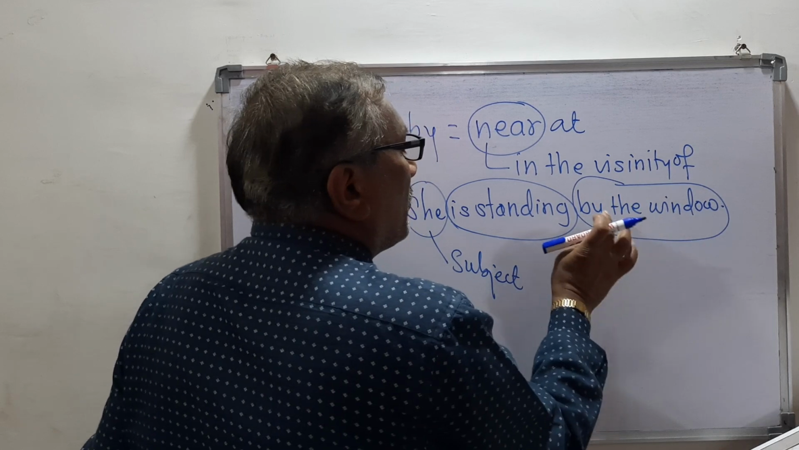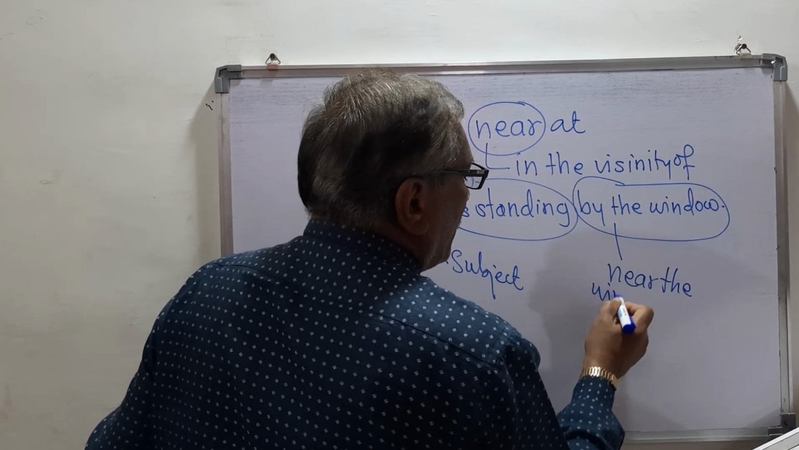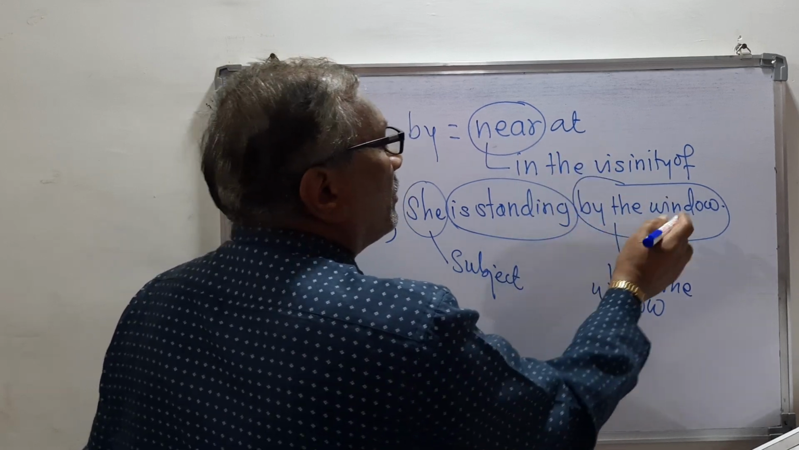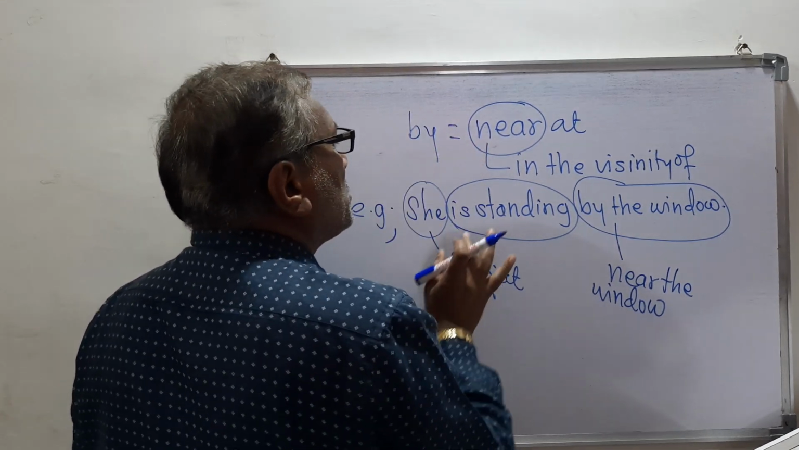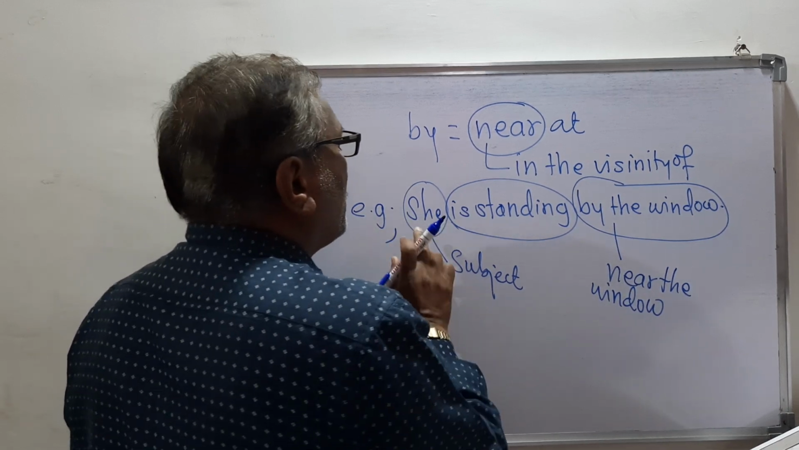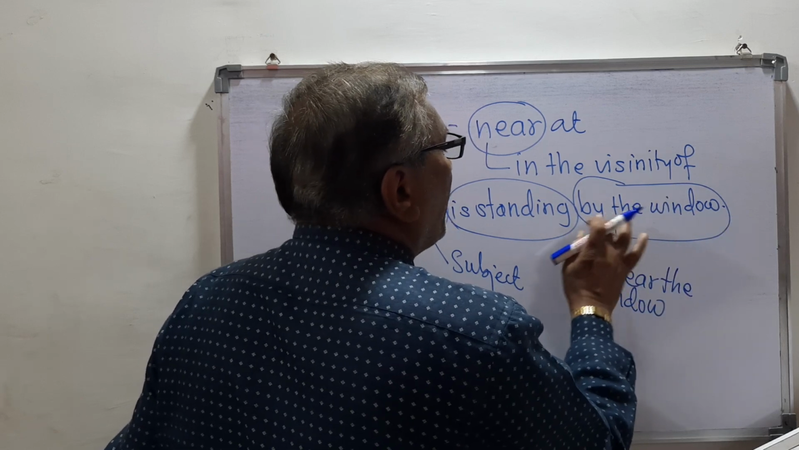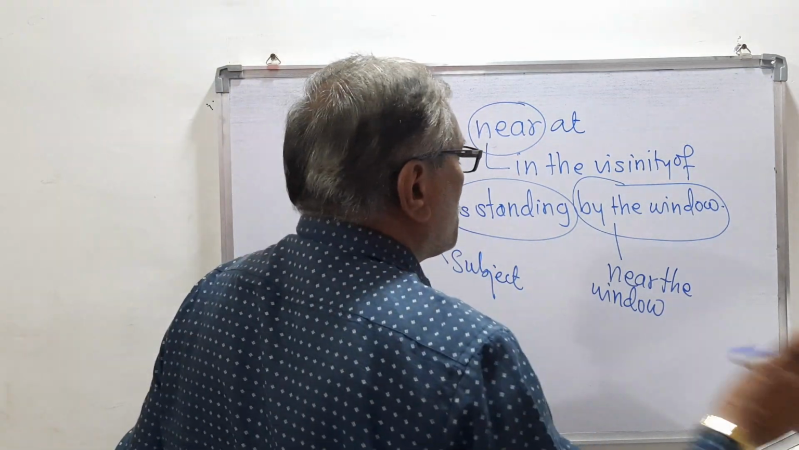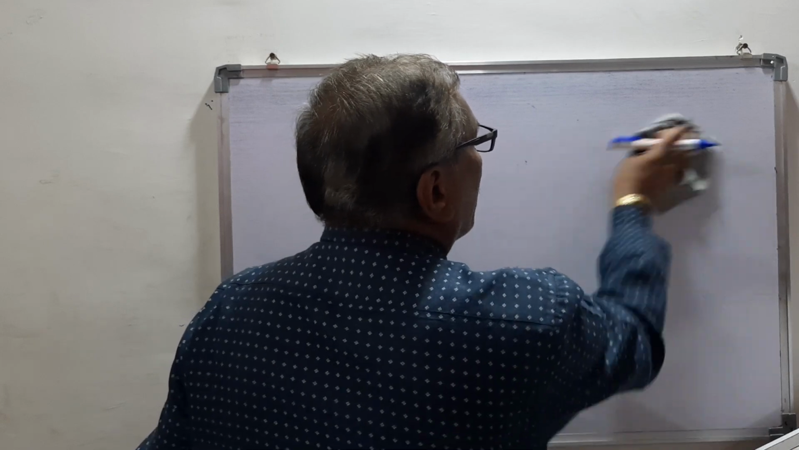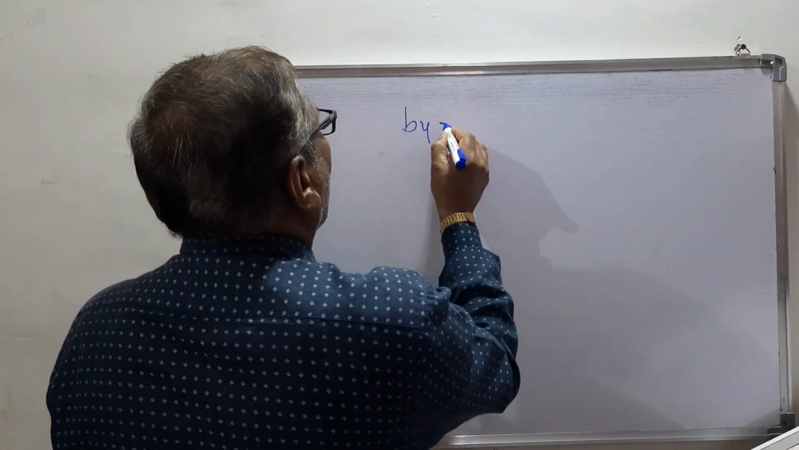By the window means what? By the window means near the window. Near the window means in the vicinity of the window, means at the window. So remember, the meaning of the preposition by is near, at, or in the vicinity of. For example, she is standing by the window. That is the meaning of by. So here we saw the first meaning of by, which is near or at or in the vicinity of. Now we will see the second meaning of by.